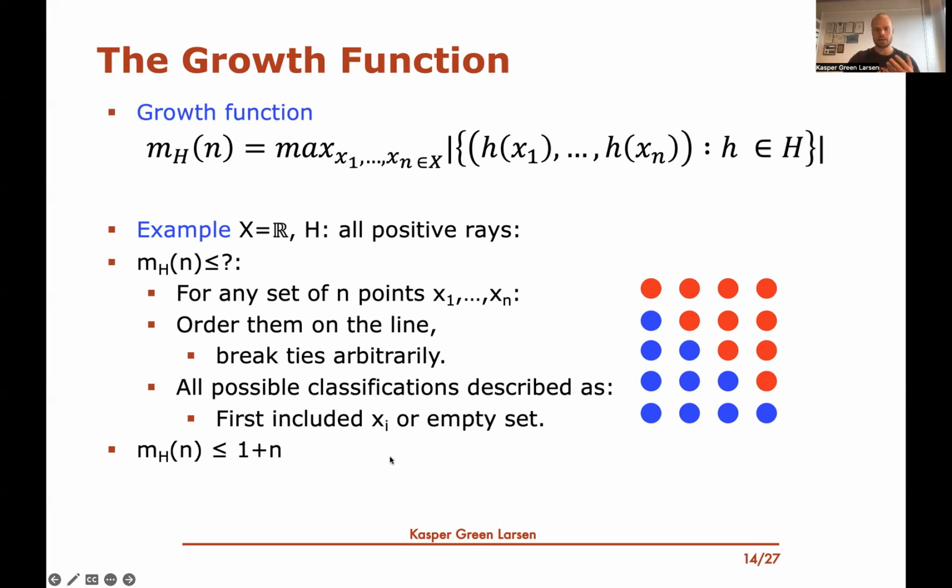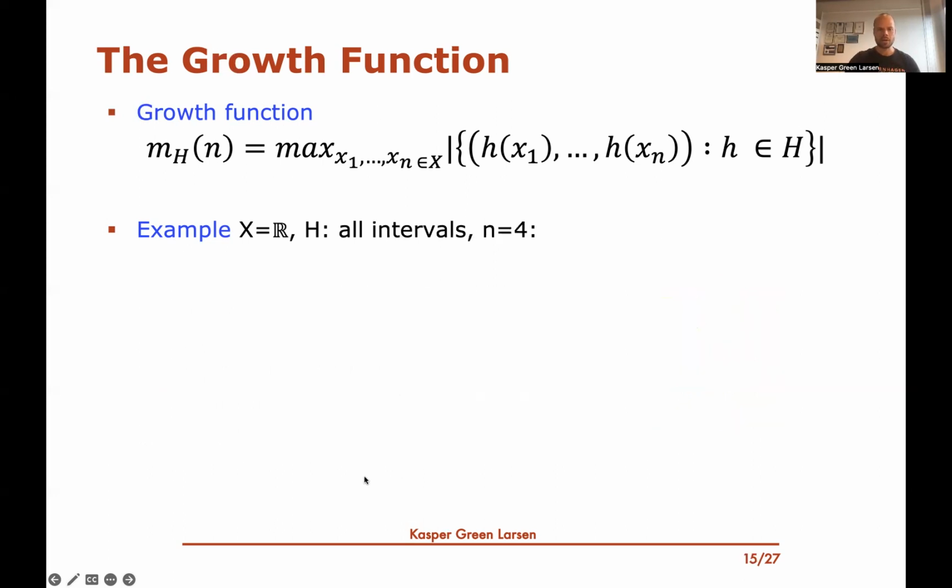So this is clearly, if I just want an upper bound, it's at most 1 plus n. Okay. So maybe just to make it clearer, again, let's take another example. Let's say instead of having positive rays, let's do intervals. I have again the input domain is one-dimensional, right? We just have points on the line.